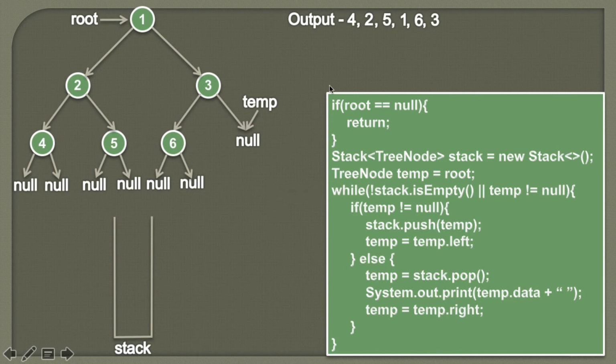And here you can see we have actually visited all the nodes of this binary tree, and we have printed the data associated with those nodes, which is 4, 2, 5, 1, 6, 3. So friends, this was a demonstration of the algorithm. Now let's go to Eclipse and see the working code.